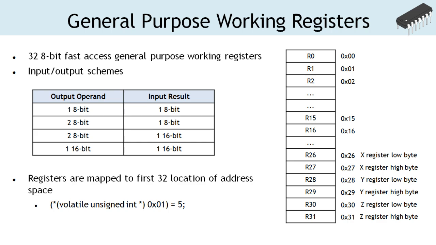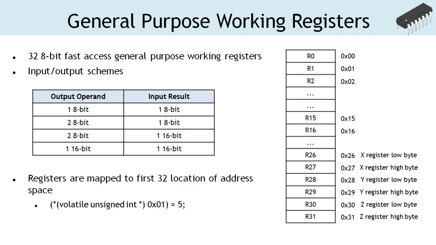These are 1 8-bit output operand and 1 8-bit input result, 2 8-bit output operands and 1 8-bit input result, 2 8-bit output operands and 1 16-bit input result, and 1 16-bit input operand and 1 16-bit input result. The register file is mapped to the first 32 locations of the address space. For example, the register R0 is assigned the address 00, then R1, 01, and so on and so forth.